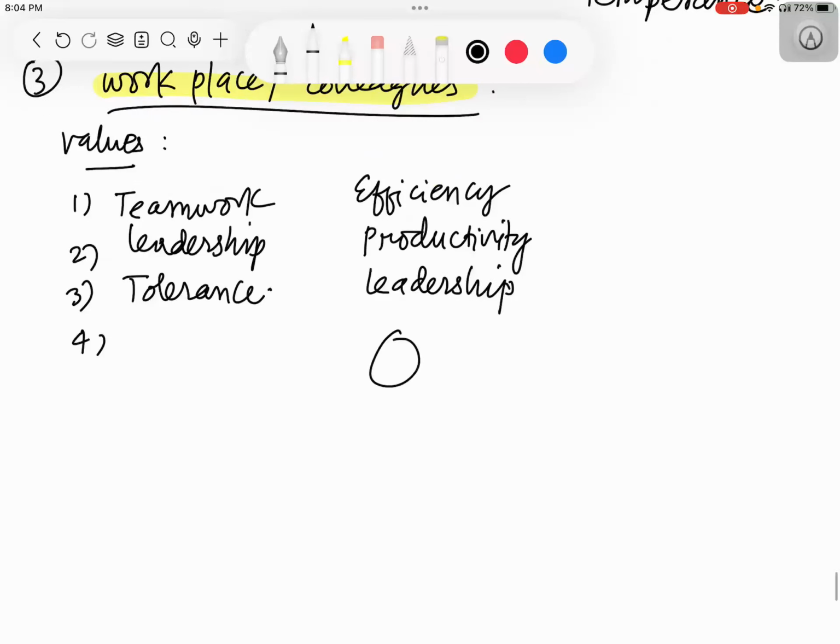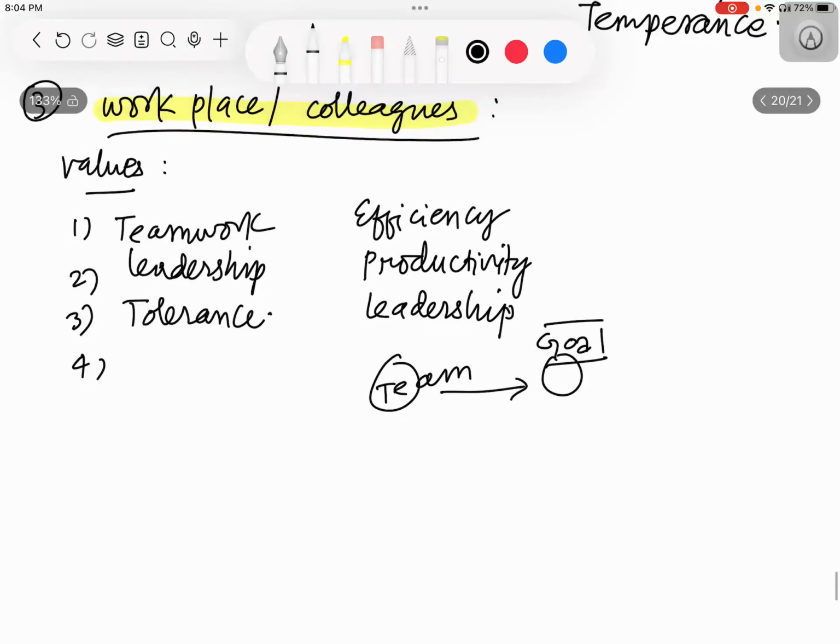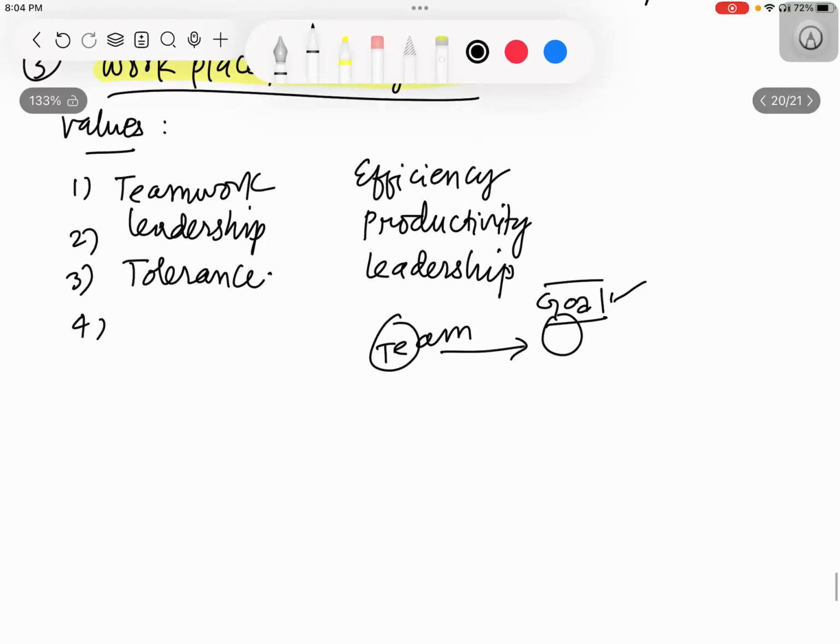Here again you will see leadership in a different way. Do you know the definition of leadership? Leadership is someone who takes a team to a goal. That is the simple definition of leadership. In school the goal was not defined and the stakes were not high, but here the stakes are higher. So here the importance of leadership will come.